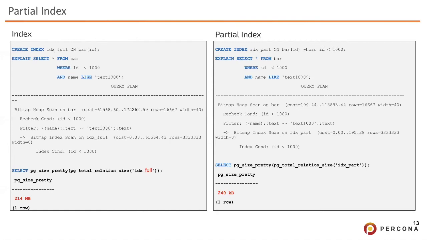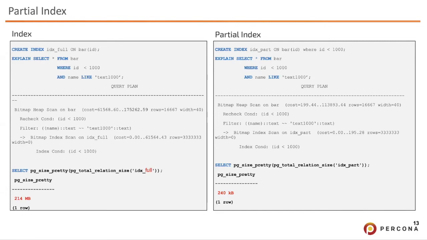That's the solution I have discussed before: whenever you need performance, you have to create an index. What is the solution? Create index, just read the left side of that: create index idx_full on bar (id). Run the query, it will give you the bitmap index scan and the performance is really good. But let's get the size of this index, which is 214 MB. And in pg_stat_statements, you have analyzed that you are not querying anything greater than 1000. You are always querying less than 1000.